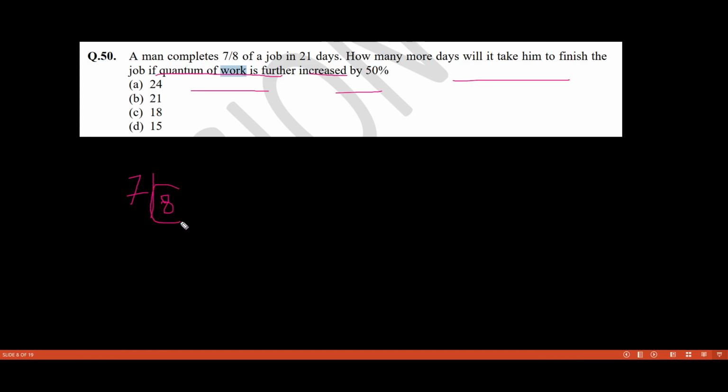So let's take this 8 units as 100% of the work. So the man has already completed 7 units of the work, and that 7 units has been completed in 21 days. So 1 unit of the work has been completed in 3 days. 1 unit of the work has been completed in 3 days.